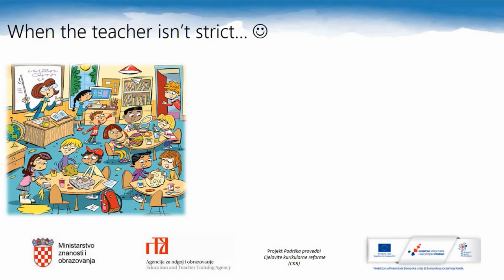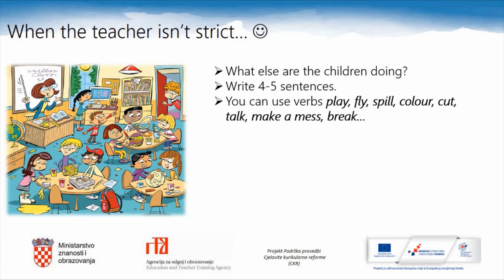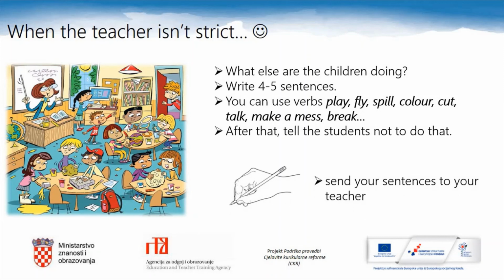It's your turn to describe the picture now. What else are the children doing? Write 4 to 5 sentences. You can use the verbs play, fly, spill, color, cut, talk, make a mess, break, whatever you want. And after that, tell the students not to do that, just like in the example I gave you. And please, don't forget to send your sentences to your teacher. You may pause the video now.